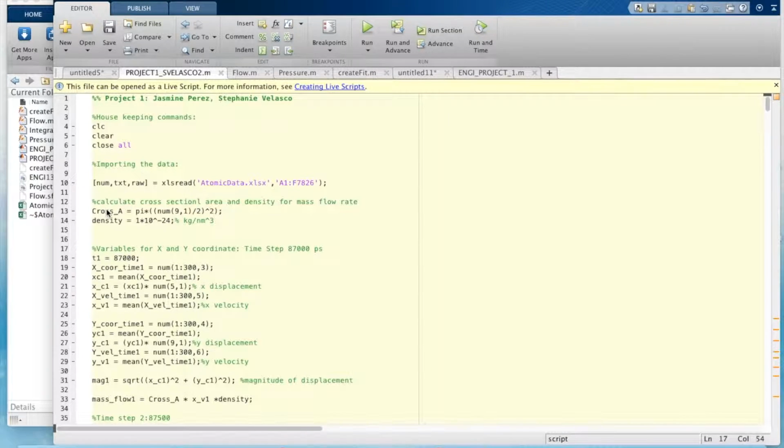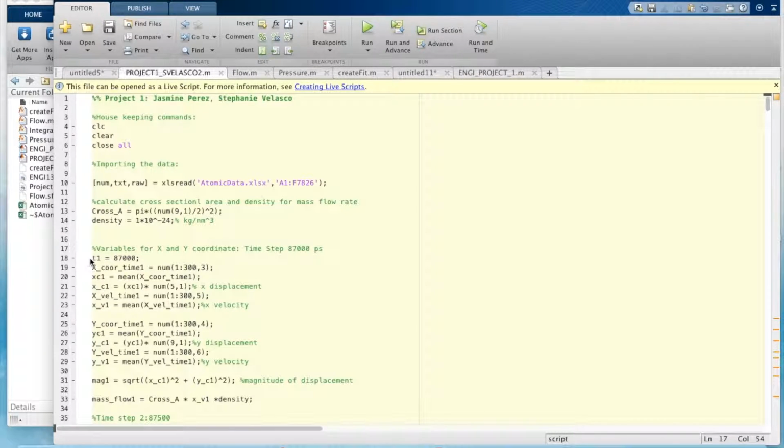Second, we calculated the cross area of the water filter that was provided to us. And we also calculated the density of the water molecule, which is 1 times 10 to the negative 24 kilograms per nanometers cubed. And we use nanometers cubed because the data that was provided unto us is in nanometers. The data is divided into 26 time steps, starting from 8700, and as increments of 500 up to 99,500.